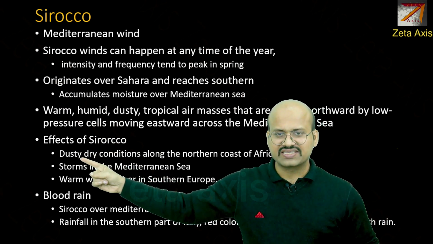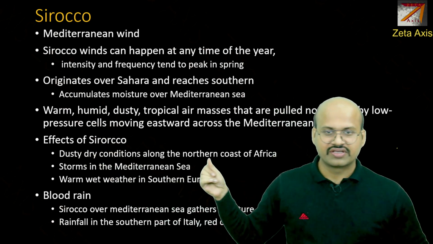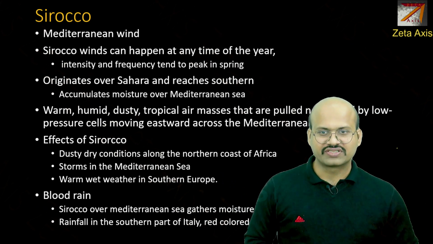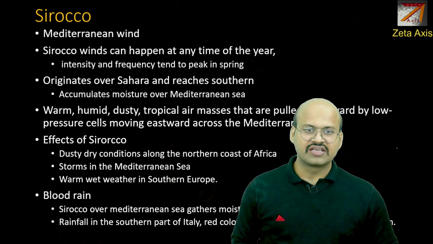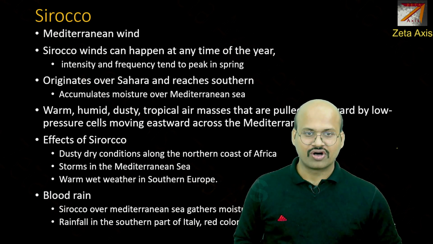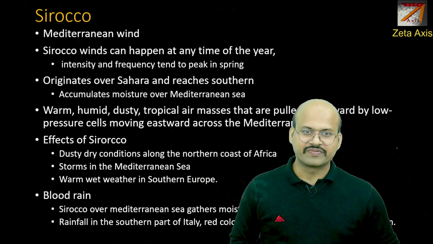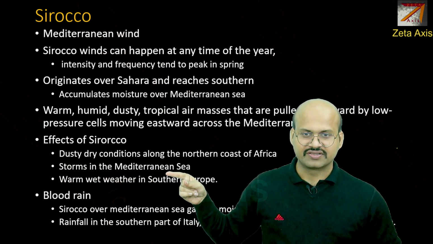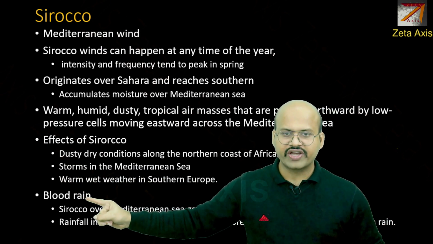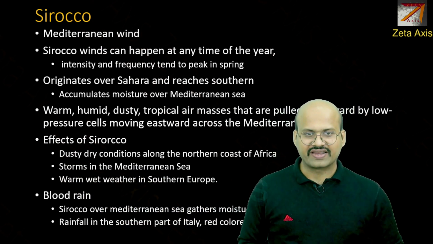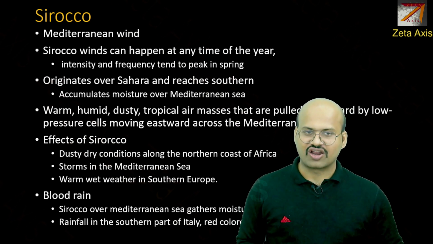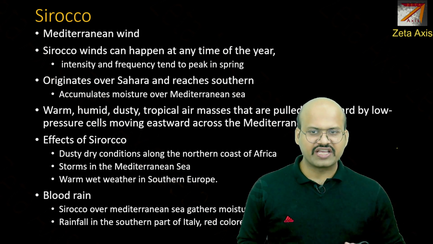It is dusty and dry in the northern coast of Africa. So this Sirocco causes dry conditions in the northern region of Africa because it is a warm air which comes from the Sahara Desert. It creates storms in the Mediterranean Sea, and then it brings warm wet weather in southern Europe. So it is carrying a lot of moisture with it. When it reaches southern Europe where there are a lot of mountains, it causes rainfall there.